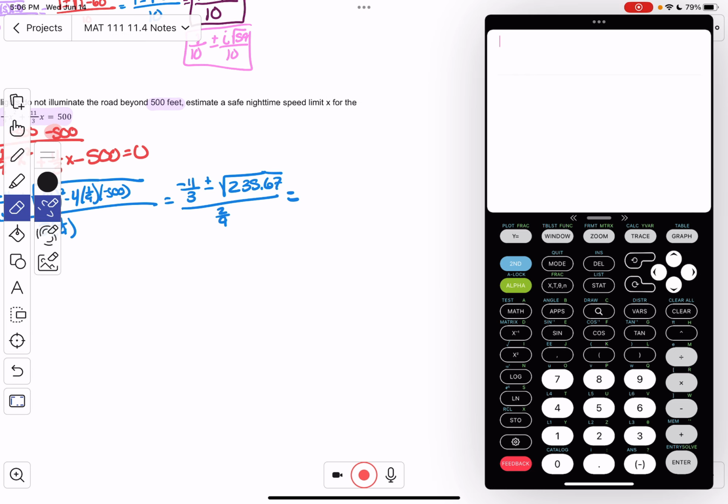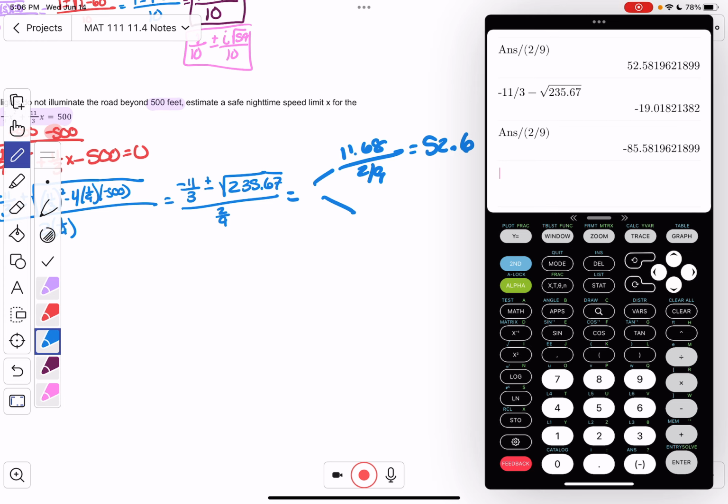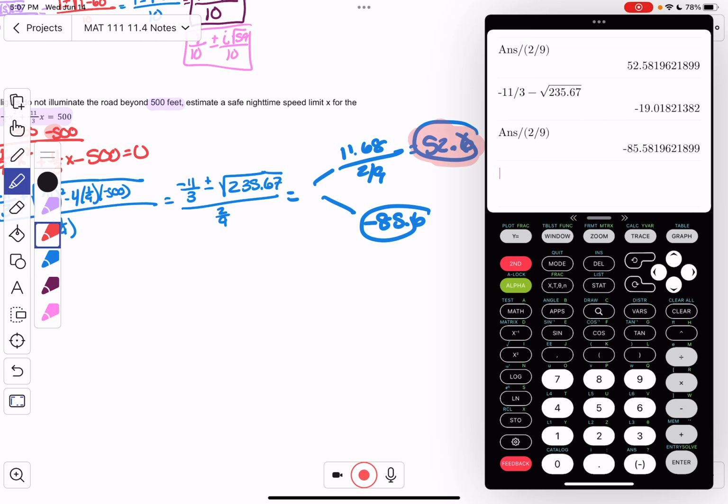Keep going here. We already know we're not going to be exact, so I'm just going to go with it. Negative 11/3 plus square root of 235.67 gives me 11.68 divided by 2/9 gives me 52.6. Negative 11/3 minus square root of 235.67 divided by 2/9 gives me negative 85.6. We can't have a negative speed limit, so this would be our solution, 52.6.